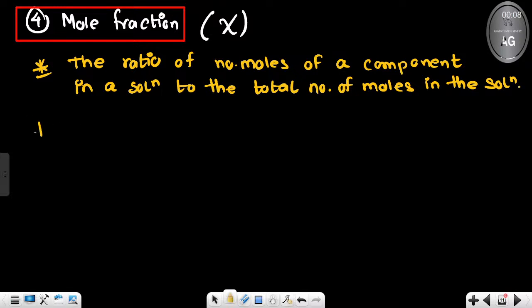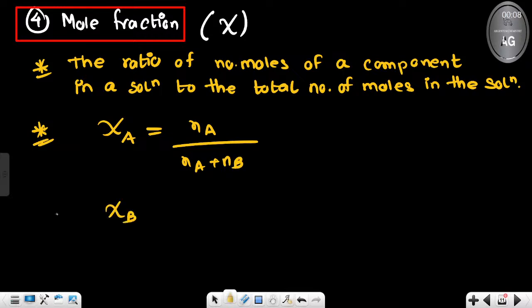So if I have to write it formula-wise, what will I write? I will write chi A, meaning mole fraction of the solvent. Mole fraction of the solvent will be moles of the solvent divided by the total moles of the solution. Okay? Then mole fraction of the solute B, what will it be? It will be equal to nB by nA plus nB.